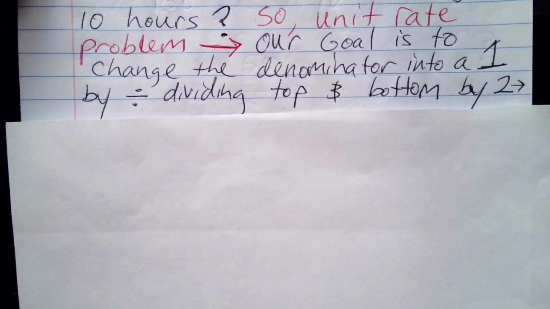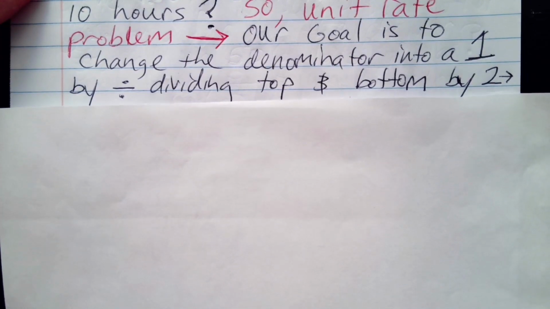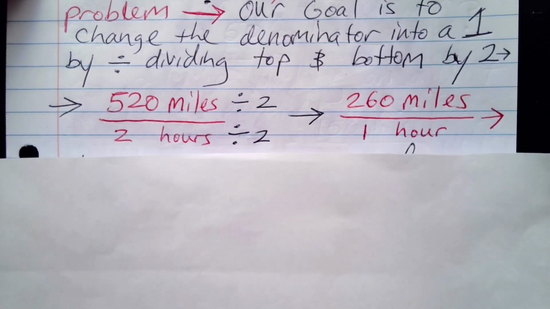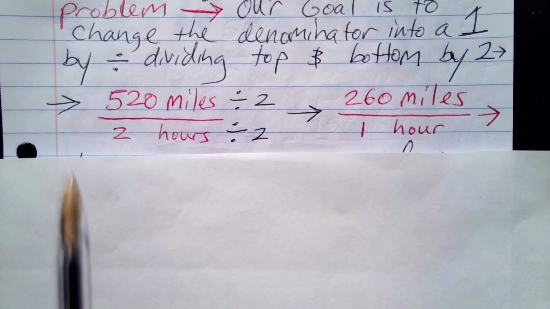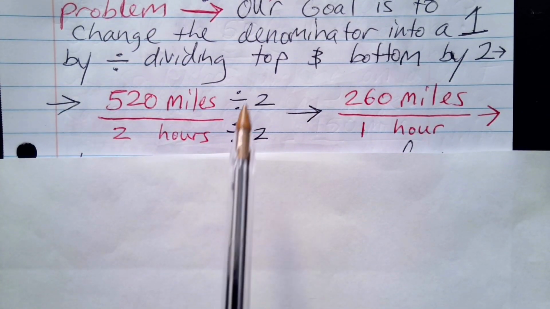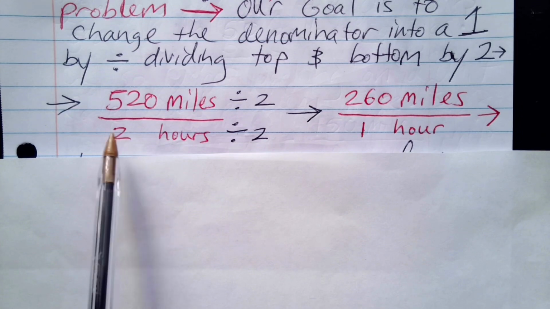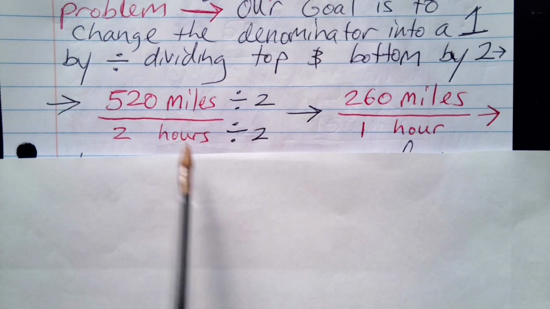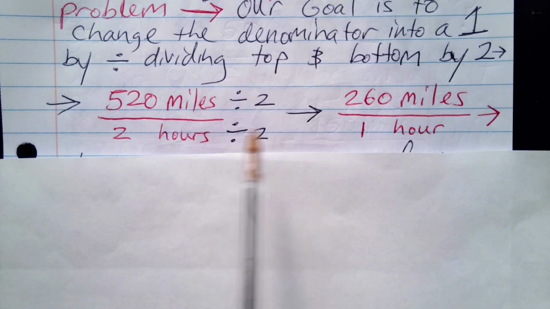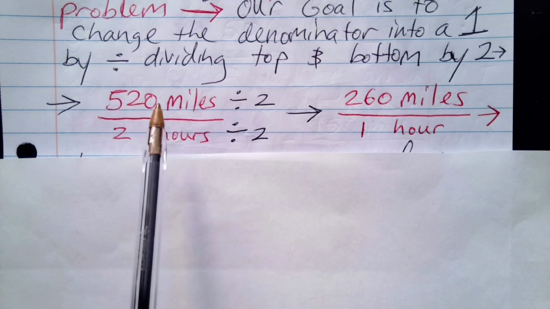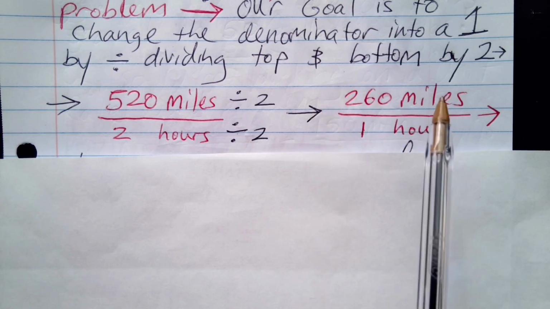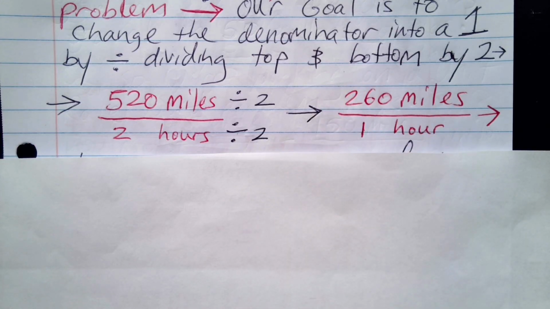So our goal is to change the denominator into 1 by dividing top and bottom by 2, right? So you see that here, 520 miles in 2 hours. If I divide the bottom by 2, I'll get a unit rate of 1, right? 2 divided by 2 is 1. But what I do to the bottom of a fraction, I have to do to the top. So 520 miles divided by 2 is 260. So 260 miles in 1 hour.